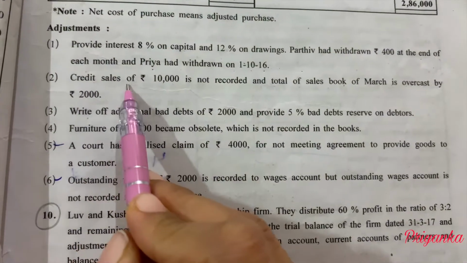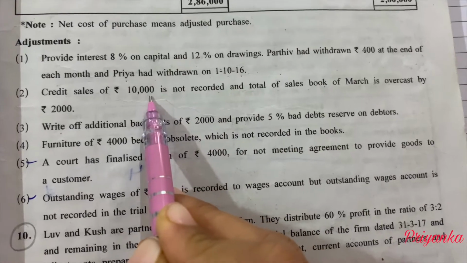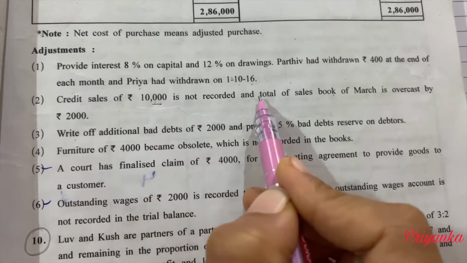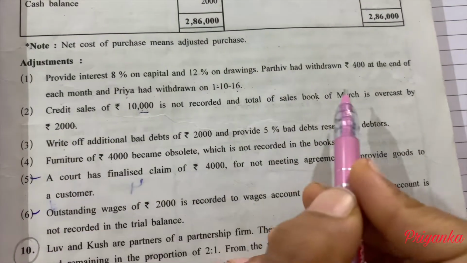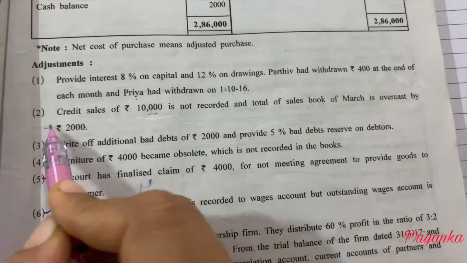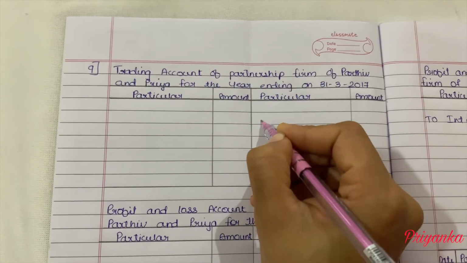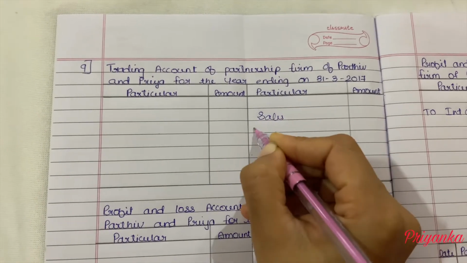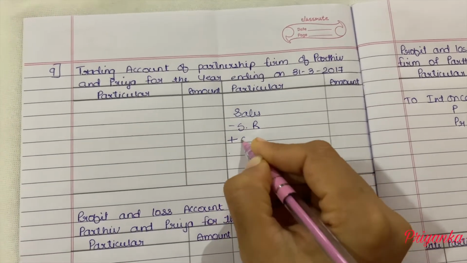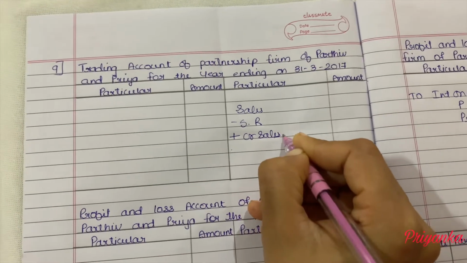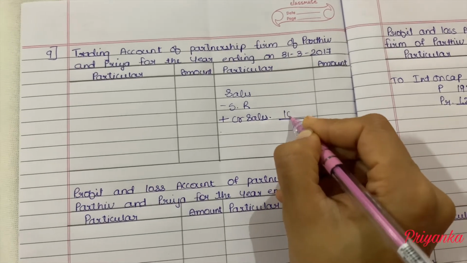Next adjustment: credit sales of rupees 10,000 is not recorded. Not recorded means we are going to record it, so you have to add this. Next, the total of the sales book of March is overcast by rupees 2,000. This overcast has to be deducted. So here is your trading account. Just write down the sales. Normally what we write is sales minus sales return, but when credit sales are given, you have to add it. So in this question they have given credit sales of 10,000.